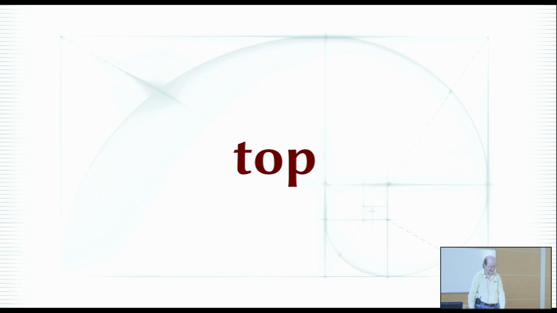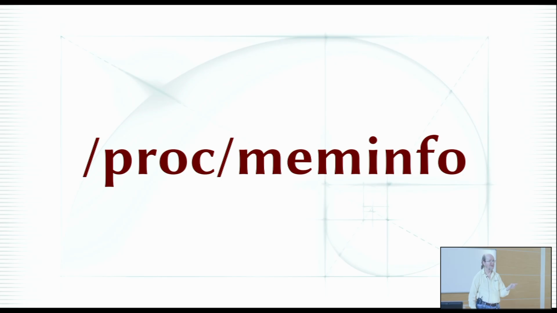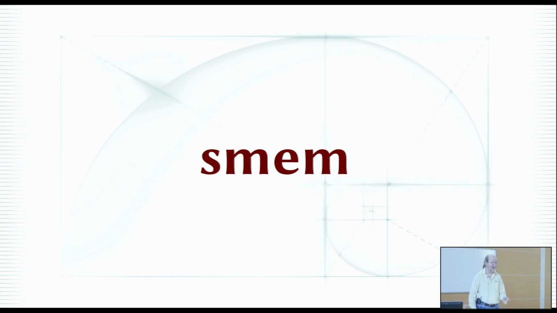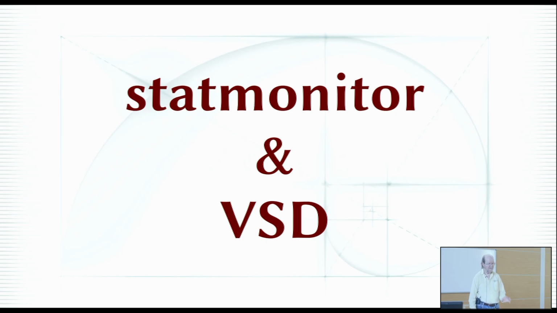So what tools do we have? There's top, and we looked at procmeminfo, which gives system-wide memory statistics. SMEM, I highly recommend this. It's not in most installations by default, but most distros have it available. It gives you better statistics than most of the things. StatMonitor and VSD are GemStone specific tools, but you can use them to monitor system statistics even if you don't use GemStone. And they will give you graphs over time of every statistic in procmeminfo. If you just cat procmeminfo, you just get a snapshot of that particular time. So you can gather the statistics of that.